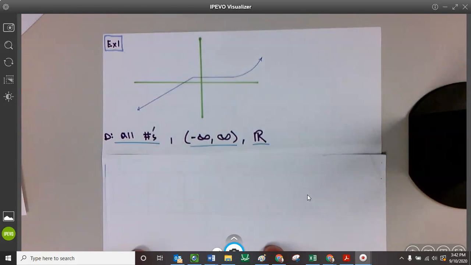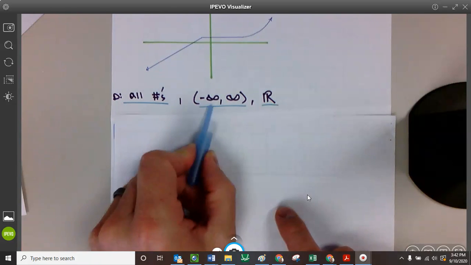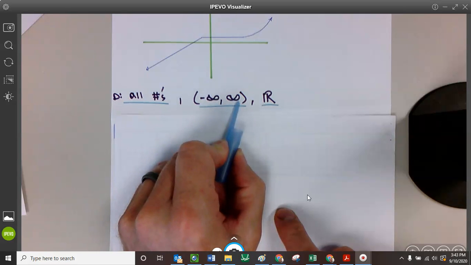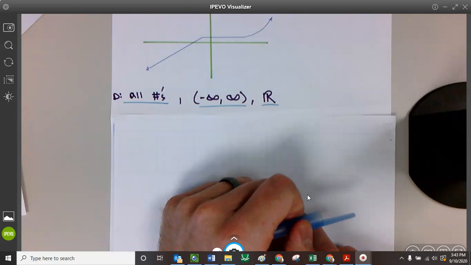So we would say our domain is all real numbers. I can just say all numbers. I'm not picky. This is called interval notation. It says between negative infinity and infinity. Well, that's all numbers between negative infinity and infinity. And then finally this fancy R. This fancy R means all real numbers as well. Domain, handled. What are the x values?